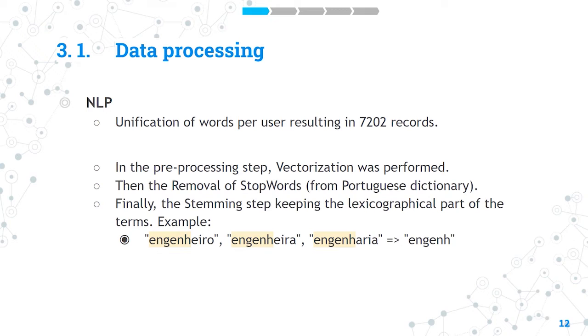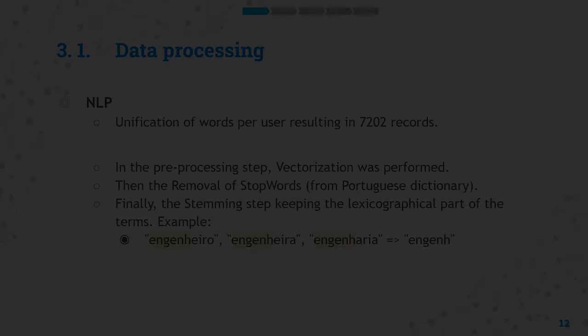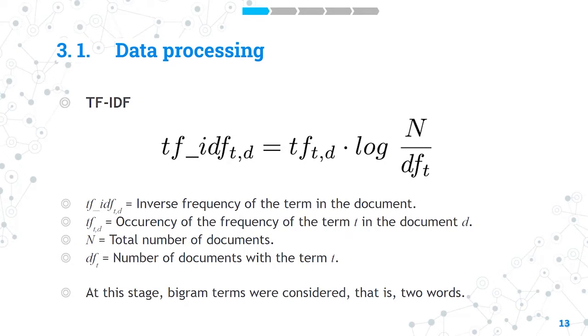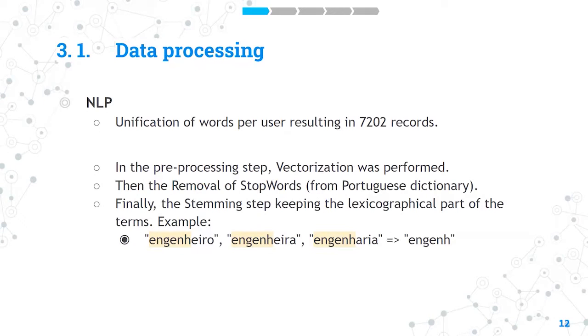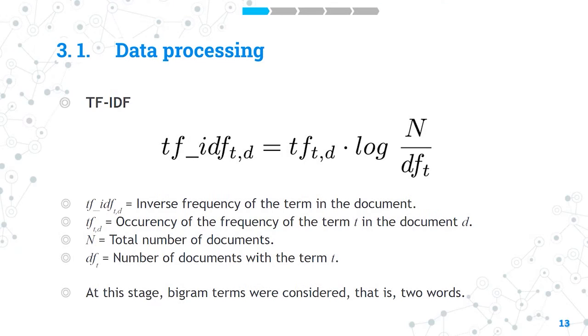In the pre-processing step, vectorization was performed, then the removal of stop words from a Portuguese dictionary. Finally, the stemming step, keeping the lexicographical part of the terms. For example, for engineer in Portuguese, we have 3 denominations, so we keep just this lexicographical part, engine. After this pre-processing, we have a calculation of the TF-IDF matrix. Here we consider the bigram terms, which means 2 words.